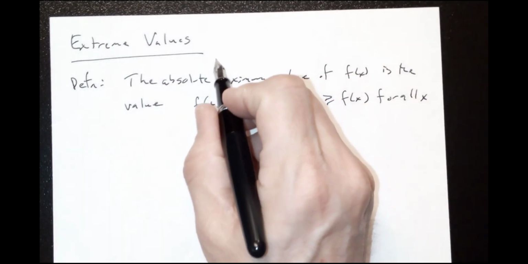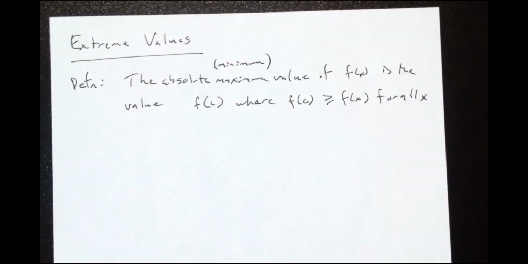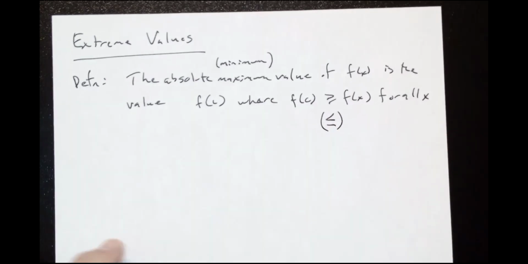If I change this word from maximum to minimum, only one other thing will change in this entire statement. What thing will change? I'll flip the inequality, right? Because then I'll be talking about the value f of c that is the lowest point at every spot on this graph. Now, when I'm looking at a graph physically, just looking at the picture, this is easy.